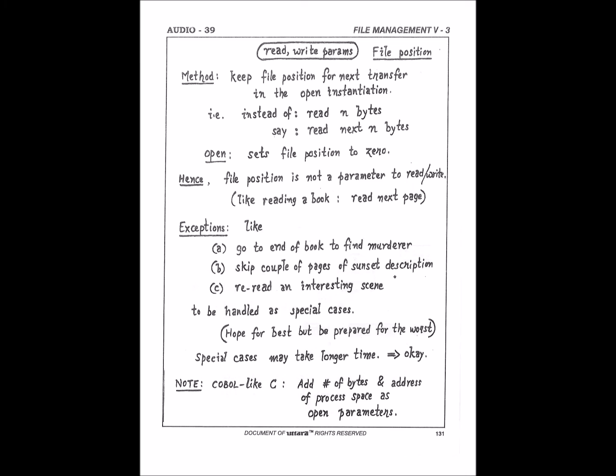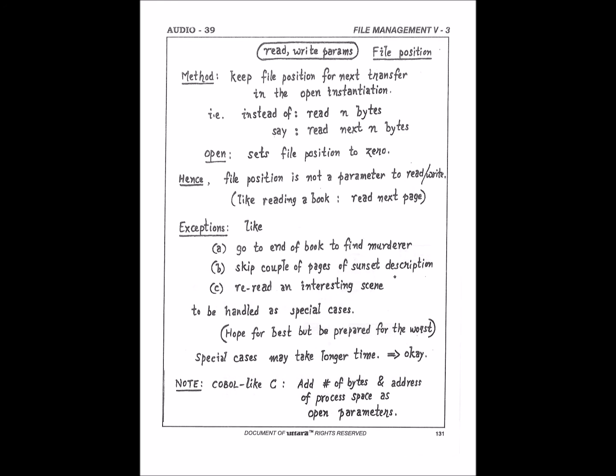We've got a separate system call for doing that. LC is going to do that for us. We'll come to that next. The exceptional situations. But in the regular course of events, let us hope for the best. It always transfers in consecutive bytes from the beginning of the file to the end of the file. That way, we would like to keep the number of parameters of the read system call minimal. In fact, we could have even knocked off the number of bytes. COBOL decided to do that.